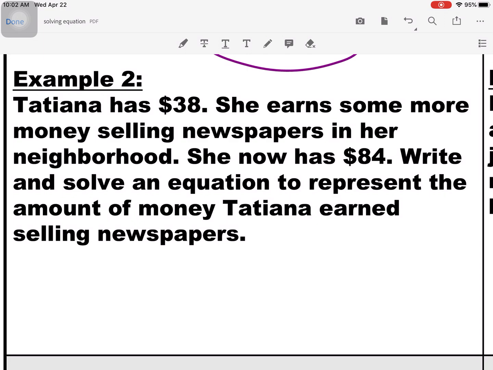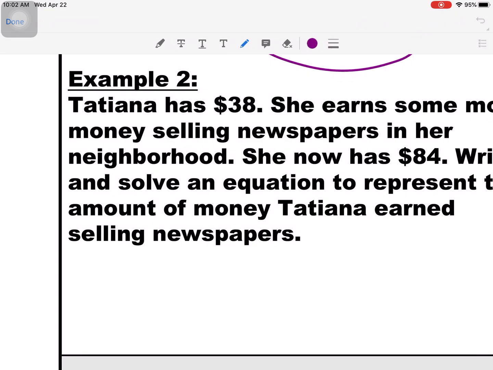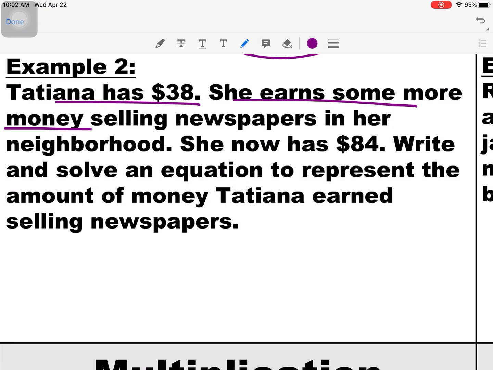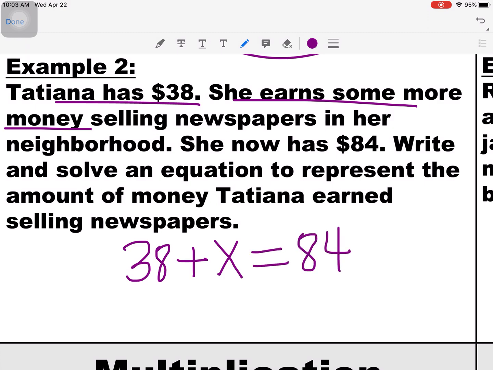So I know Tatiana has $38. I know she earned some money. Okay, so she has $38. She earned some money. And now she has $84. So now I have an addition equation, and I know I need to use the inverse to solve. So I subtract 38 from both sides.